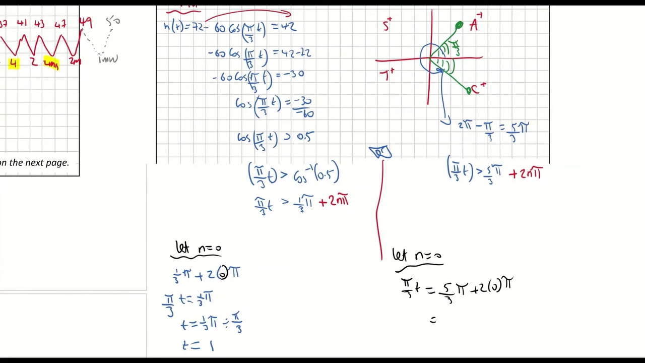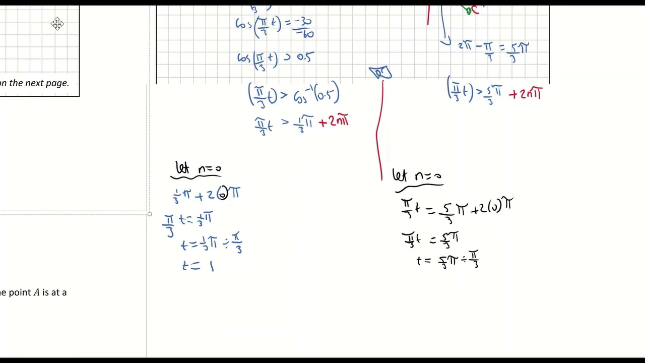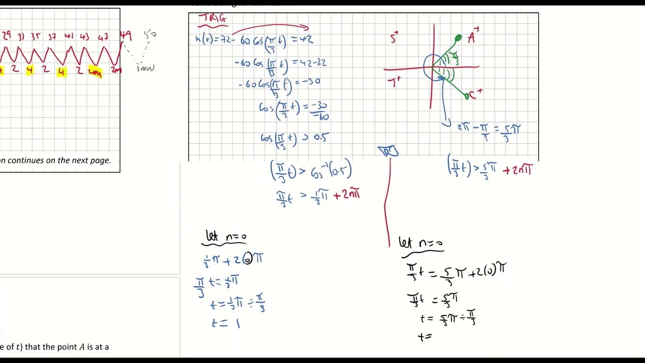So that's going to give me pi over 3 is equal to 5 over 3 pi. And to get t on its own, divide across by pi over 3. So 5 over 3 pi divided by pi over 3, and that's giving me a value of t of 5.